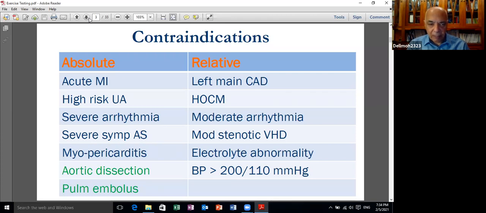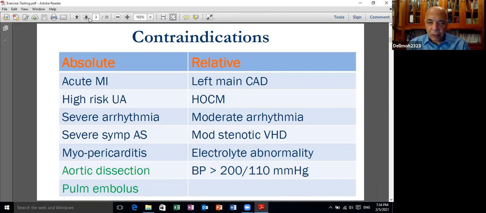Myopericarditis is obviously an absolute contraindication, and I call your attention to two important things that are frequently overlooked when you exercise the patient: aortic dissection and pulmonary embolism. They are absolute contraindication.